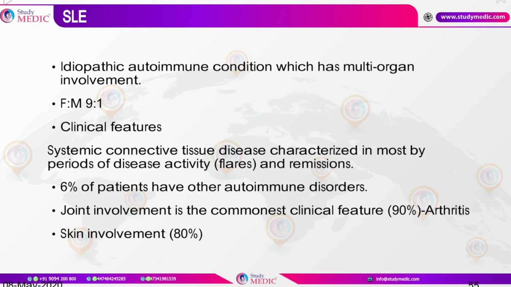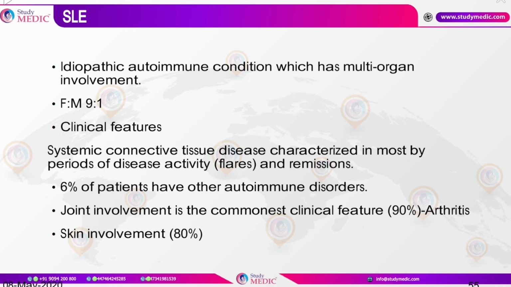It is an idiopathic autoimmune condition which has multi-organ involvement. The female to male ratio is 9:1, which means that females are at more risk. Clinical features include systemic connective tissue disease, which is characterized by periods of disease activity and remission. The activity period is called a flare-up.